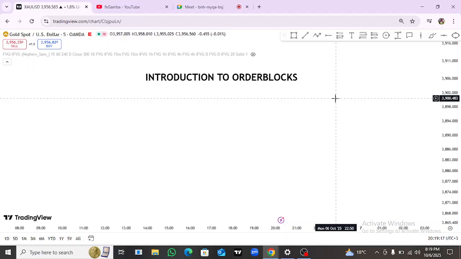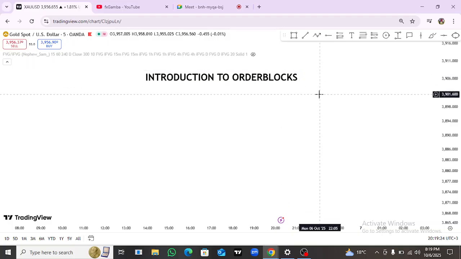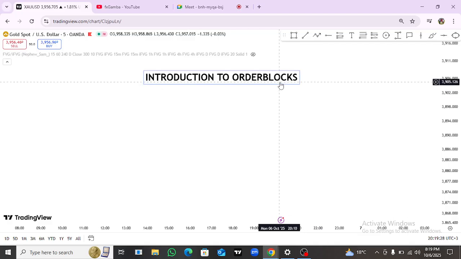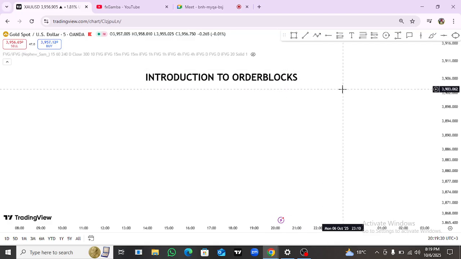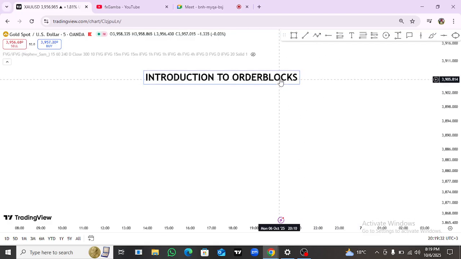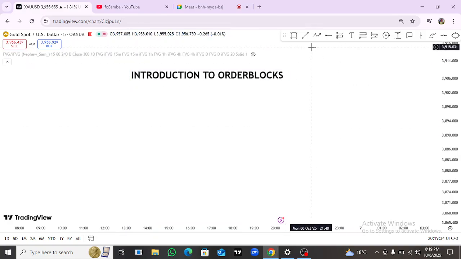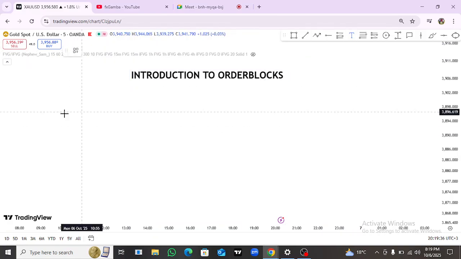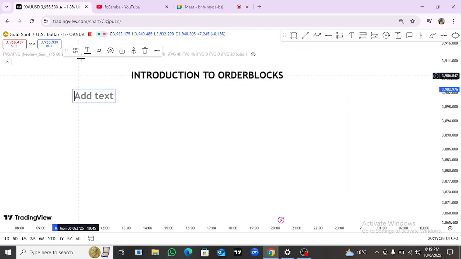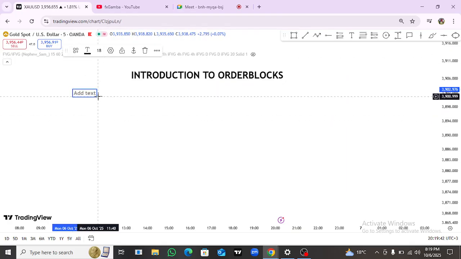Today I'm with my student coach, and together we want to learn these things called order blocks, how they operate and the impact that they have on the markets. So what's an order block? We'll say that an order block is a place where an institution places their orders. This is where institutions place their orders.